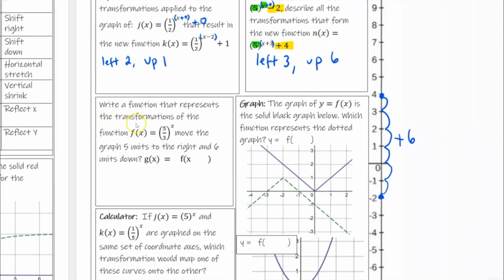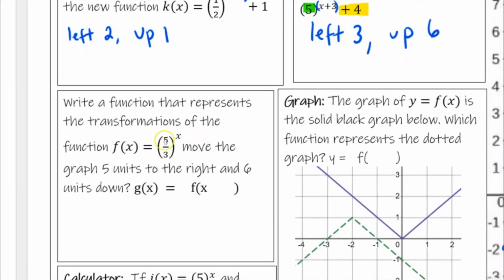Looking at another question: write a function that represents transformations of the function f of x, which is this. Move the graph 5 units to the right and 6 units down, then give me my new function. So instead of them telling you what it is and what it's doing, they're telling you my original, giving you the instructions, and you have to write something similar to this. Let's get started. The way they're writing this, just pay attention to it, they're not asking you to write what f of x is, because they've already said g of x is some transformations that you're going to apply to f of x. They're not telling you to write 5/3x, because they're already telling you that's f of x. It's already assumed in here that f of x is this.